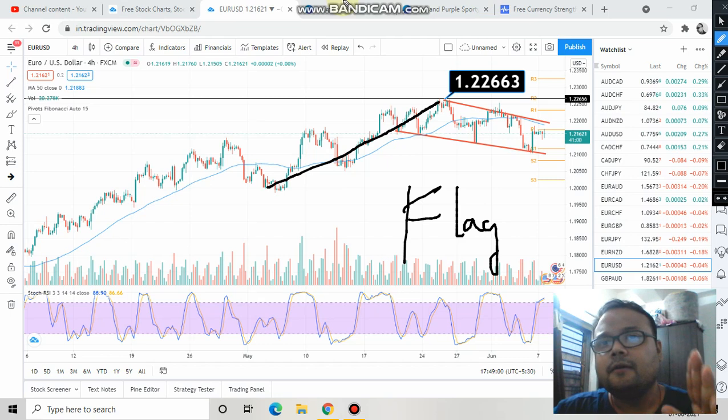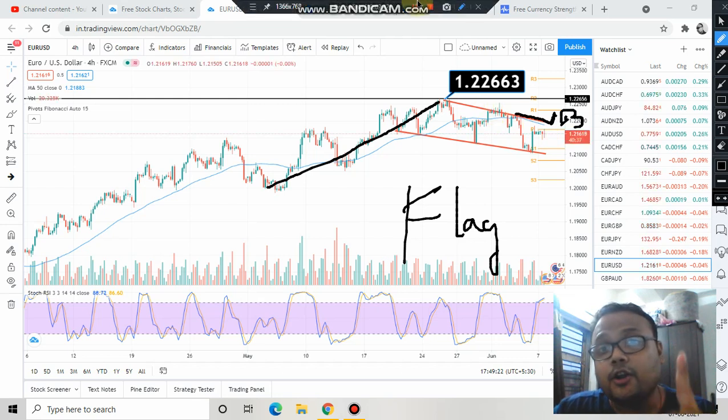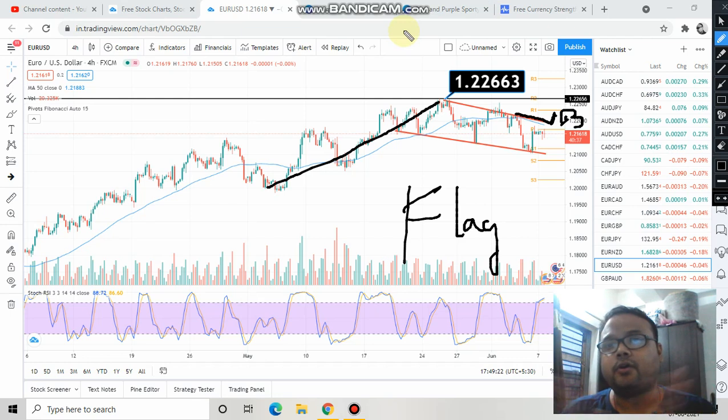So if the market crosses this level, this red line, then we'll get a confirmation that yes, it was a flag pattern, and right now bulls have taken the charge and the market will go up now. You can go for a buy order once the market crosses this red line with a good amount of volume. Remember, volume is very important. So this is it.